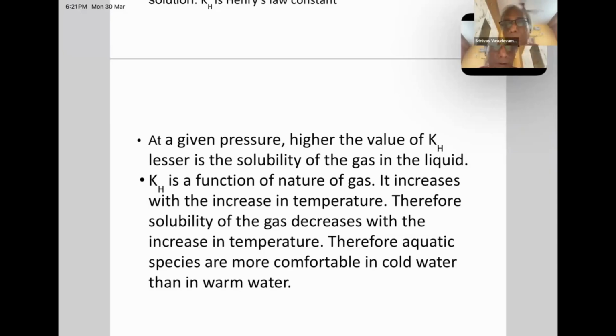Assertion: they will give aquatic species are more comfortable in cold water than in warm water. And then for the reason, they will give some reason: solubility of gas decreases with the increase in temperature. Or sometimes they give solubility of gas increases with the increase in temperature. So you have to take the assertion separately and the reason separately. Make a tick: assertion is right, reason is right, and both are related to each other. Or sometimes assertion may be wrong, sometimes reason may be wrong, or assertion and reason may be right, but they are not related to each other. Based on this, you have to choose, they give you a choice. Right?